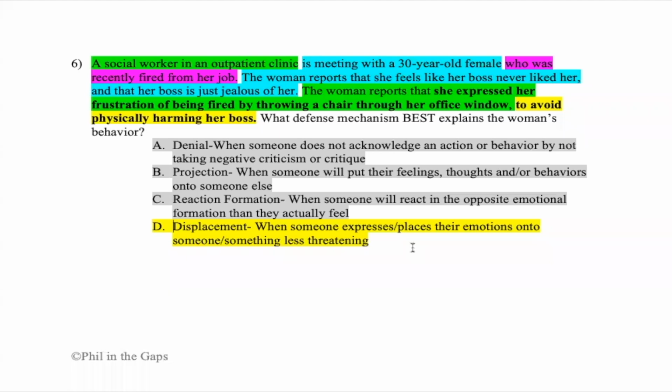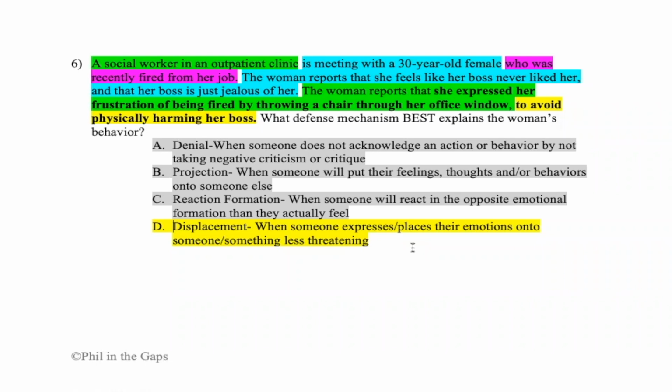D, displacement, is where she was frustrated and placed the frustration not on her boss, but by throwing the office chair through the window like a frisbee. Even though it still was violence, it was not violence towards somebody else, so it was considered something less threatening. A, denial, is incorrect because she's not outright denying that something exists. B is incorrect because she's not putting her experience onto somebody else. And C is incorrect because she expressed frustration or anger by throwing the office chair. So the correct answer here is D, displacement, because she placed her frustration or anger onto something less threatening, by not harming her boss.